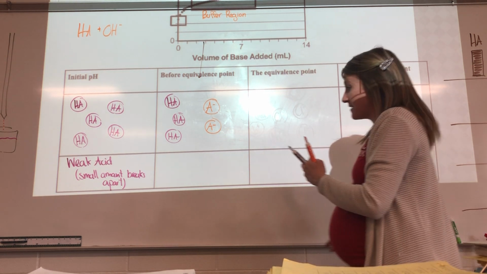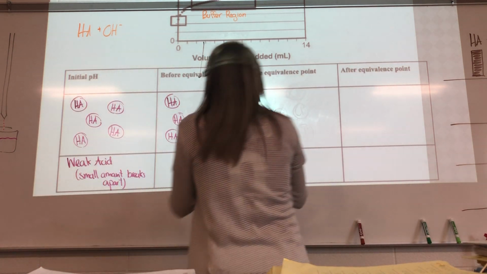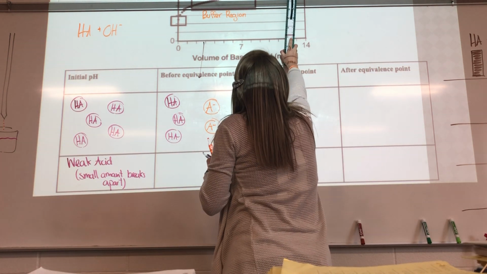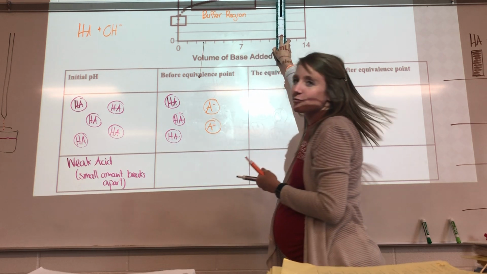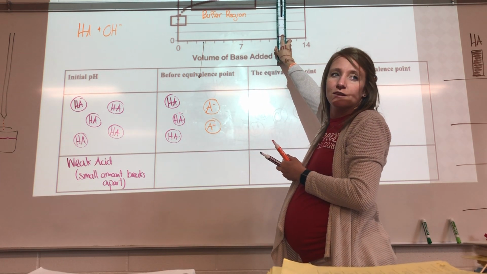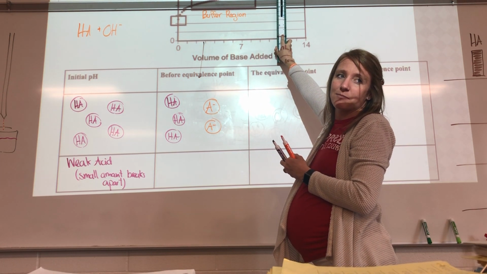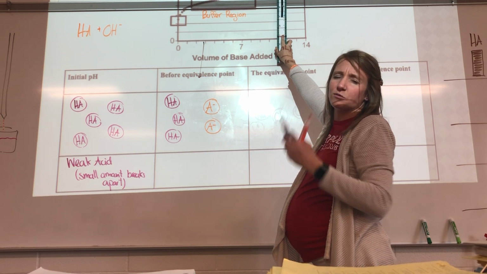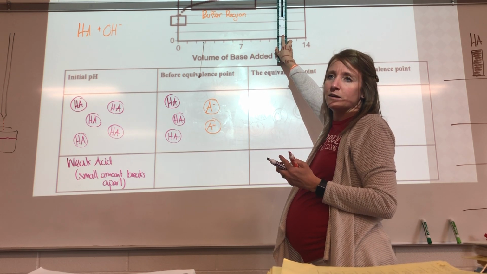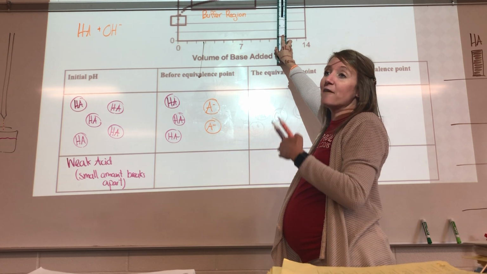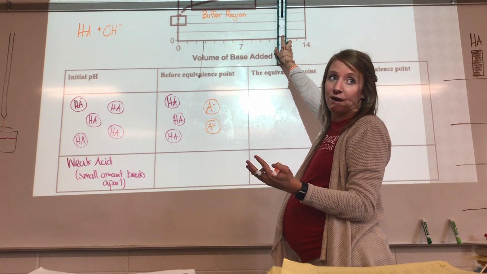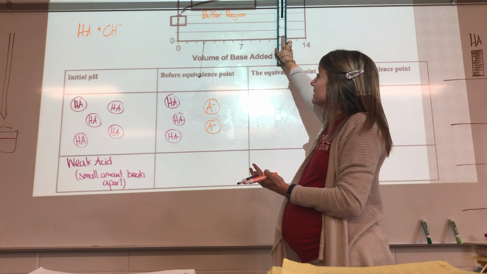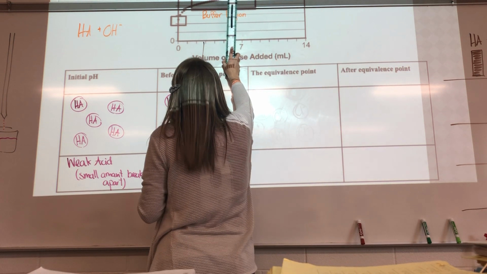Okay, so take a pencil. So our equivalence point, I'm going to round, it's pretty close, but it falls right at about 11 milliliters. So draw a line at 11 milliliters, that's about where our equivalence point is. You can draw it to where it really falls, but it's close to 11. Everyone see that, right? Now we're going to go halfway to the equivalence point. So what's half of 11? 5.5.